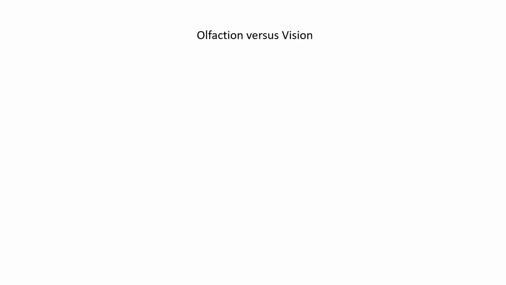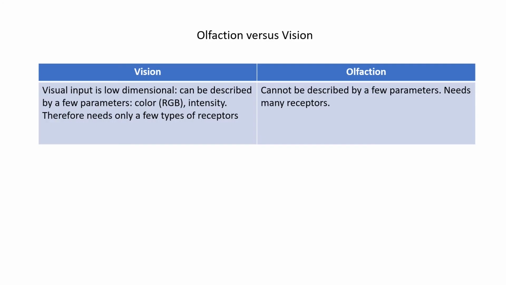Smell is more complicated than vision in terms of the dimensionality of the input. In the case of vision, the input is light, and the light can be quantified in terms of its intensity and in terms of its color. The color can be defined in terms of three axes, red, green and blue, and therefore we just need 3 types of receptors.